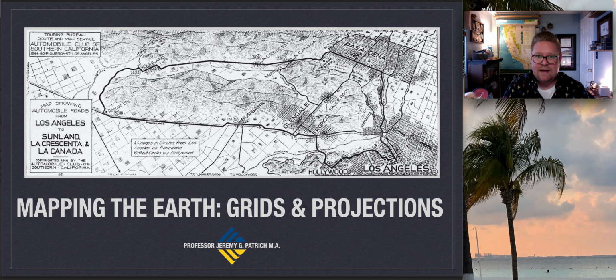So I picked this map just because I thought it was really neat. It's one of the original Auto Club of America, Southern California maps of 1916, showing Los Angeles and San Fernando Valley. This is a map. That's what this is about.